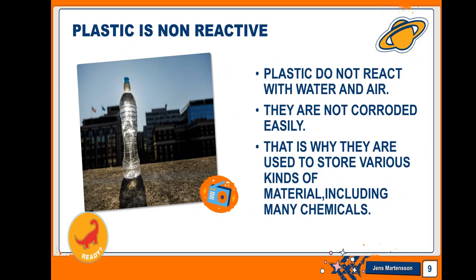Next, we learned about some properties of plastic. The first one is that plastic is non-reactive. Plastic does not react with water and air. Some metals like iron react with water and air and corrode easily, while plastic does not react with water and air and is not corroded easily. That is why it is used to store various kinds of material, including many chemicals.